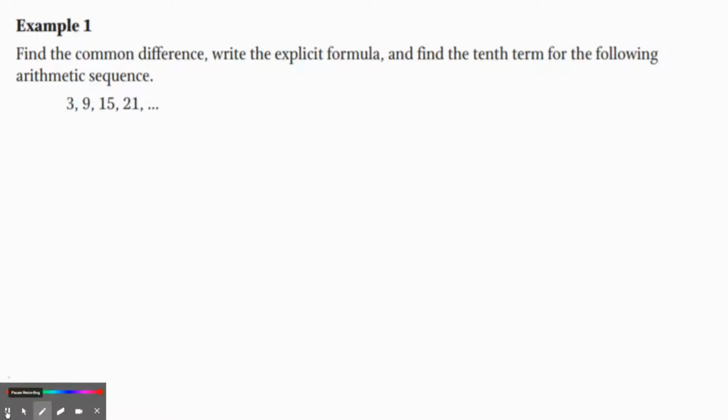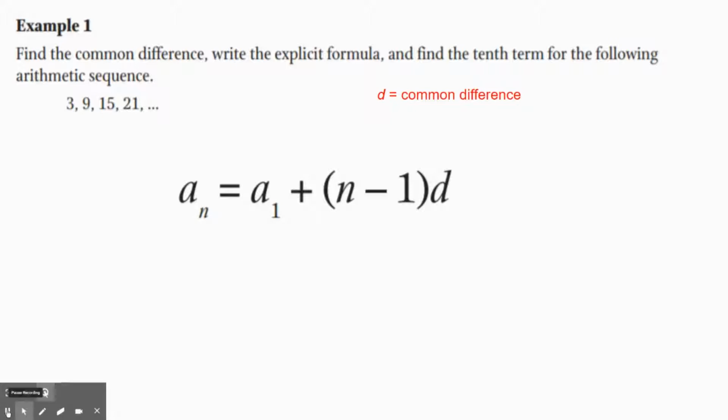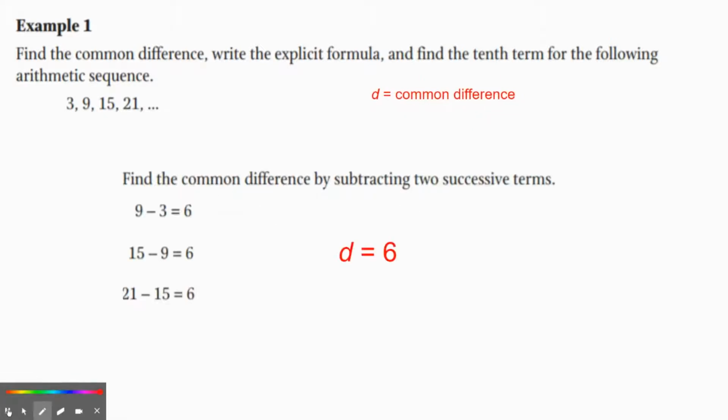Example 1, find the common difference, write the explicit formula, and find the 10th term for the following arithmetic sequence. We definitely need to find the common difference because that's a major part of this formula. And we'll also need the first term, which is pretty obvious. The first term is going to be 3. But how do you find that common difference?